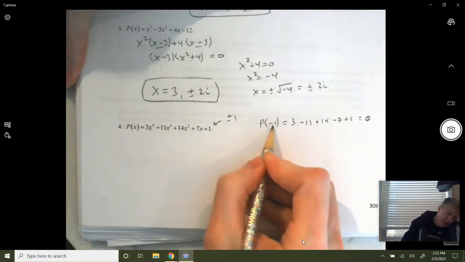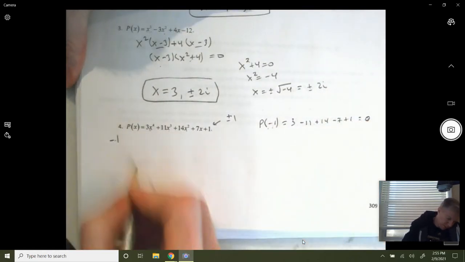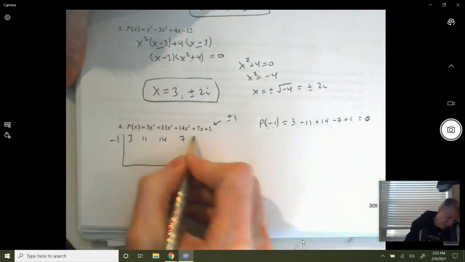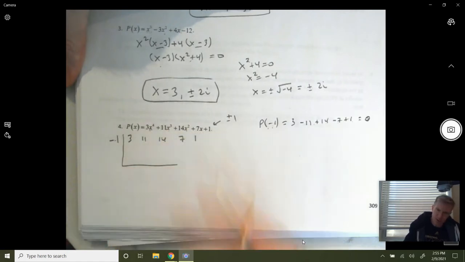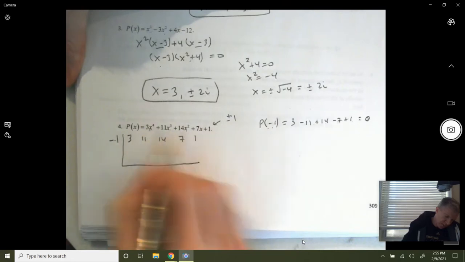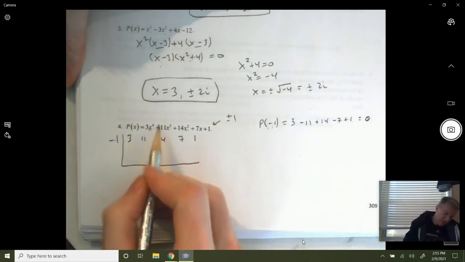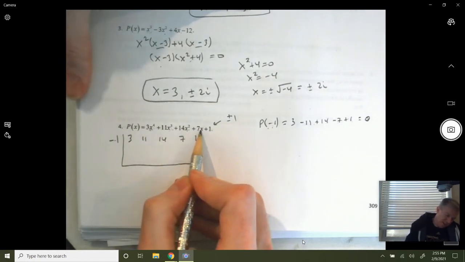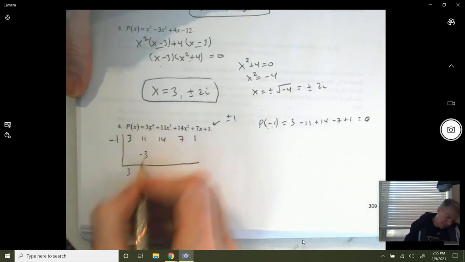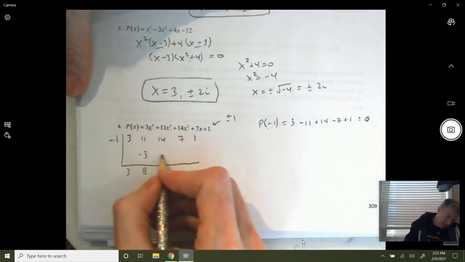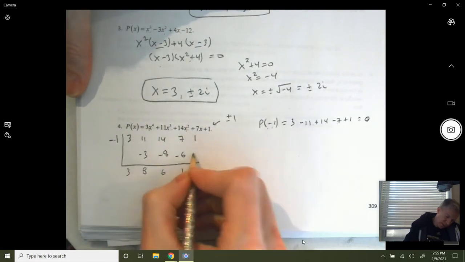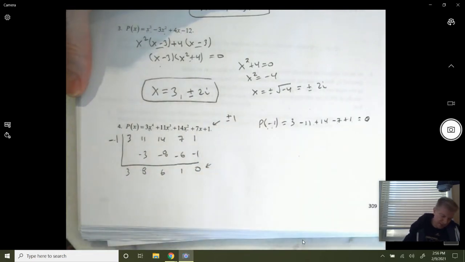Okay. We're going to divide by x plus 1, so -1 goes in the corner. Got 3, 11, 14, 7, and 1. 4th, 3rd, 2nd, 1st. Make sure you didn't miss any of those degrees as you go down by 1 each time. X to the 4th, x to the 3rd, x squared, x to the 1st, and x to the 0. 3 times -1, add those, multiply, add those, multiply, add those, multiply, you get 0. That confirms that this divided evenly.